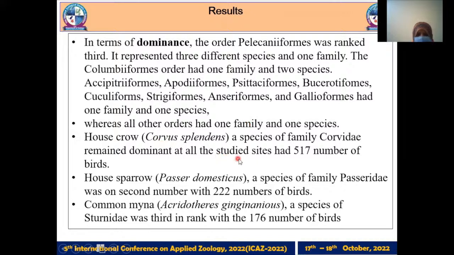House crow, a species of family Corvidae, remained dominant at all the study sites and had 517 birds. While the house sparrow, Passer domesticus, a species of family Passeridae, was 2nd with 222 birds. Common myna, a species of family Sturnidae, was 3rd in rank with 176 birds.